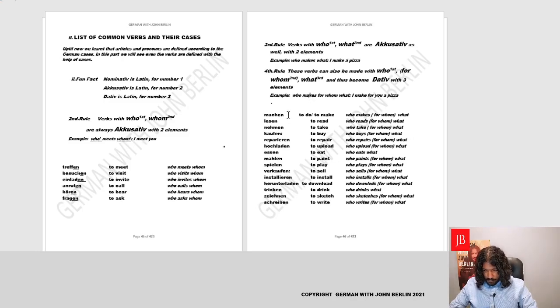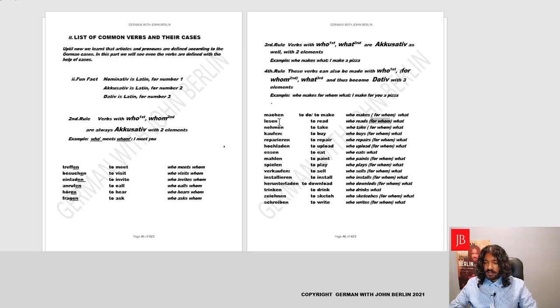So basically the verb machen will then become dative. Why? Because it requires three cases. Who, that is nominative, for whom, that is dative, and what, that is accusative. So it requires three cases, then it also becomes dative. So you will notice that all the verbs which are accusative in the manner of who and what, not who and whom, but in the manner of who and what, can also become dative if you add the question for whom.